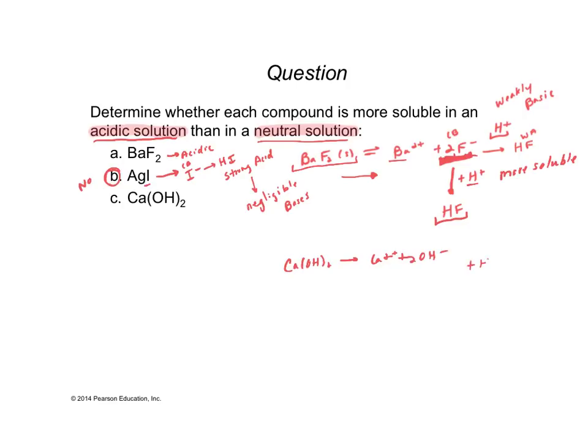If we add a bunch of H+ in an acidic solution, it's going to react and form water. That's going to remove our hydroxide ions. And so this is going to shift to the right to replace what it's losing in that reaction. And by doing that, it makes it more soluble, because again, the anion here is now, instead of a weak base, a strong base. So this would be more soluble in an acidic solution.